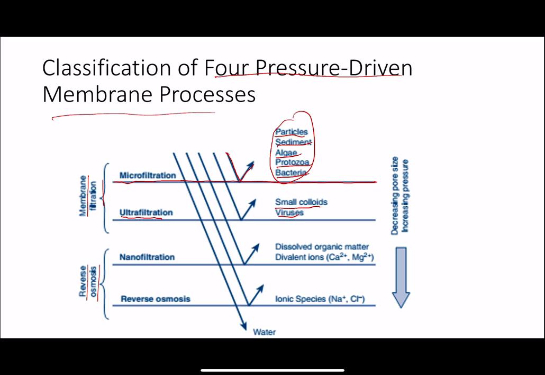Now next, what will enter? Dissolved organic matter through the ultrafiltration, and divalent cations, calcium and magnesium, 2+. Now, nanofiltration will not allow divalent ions, no calcium 2+, no magnesium 2+, and no dissolved organic matter. Now, what will enter through the nanofiltration? Ionic species like sodium and chloride. These will be kicked out in the reverse osmosis process.